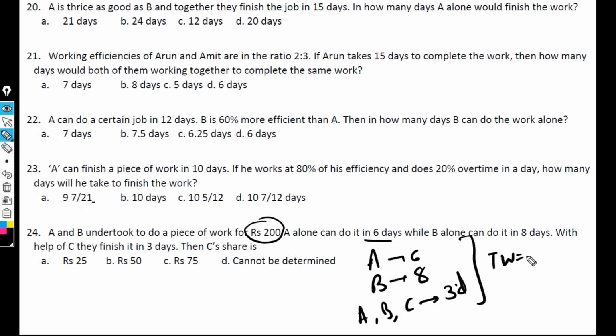So total work comes out to be 24 units, which means A can do 4 units in 1 day, B can do 3 units in 1 day, and when they are working together, they can do 8 units in 1 day. So it's pretty clear that out of 8 units, A and B have done a total of 7 units. So C must have done the remaining 1 unit of work. I hope this part is clear, everyone.